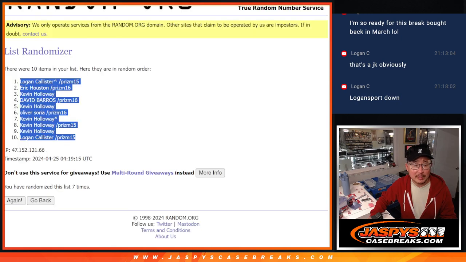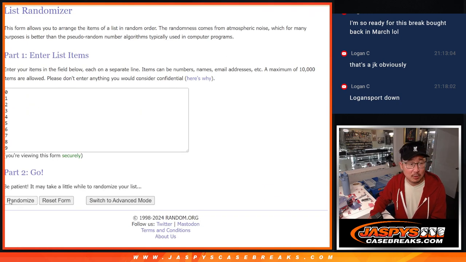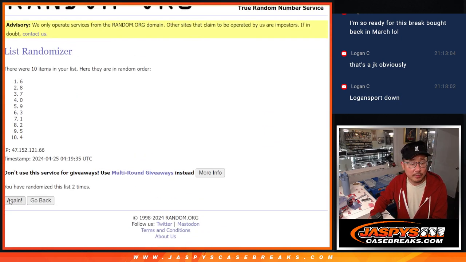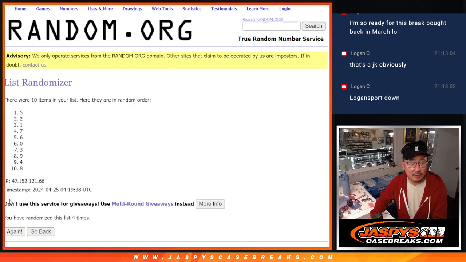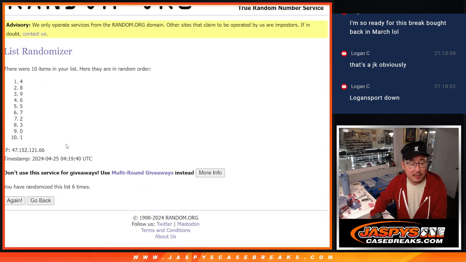Logan down to Logan after 7. And then 4 and a 3, 7 times for the numbers. 1, 2, 3, 4, 5, 6, and 7. We got 4 down to 7.